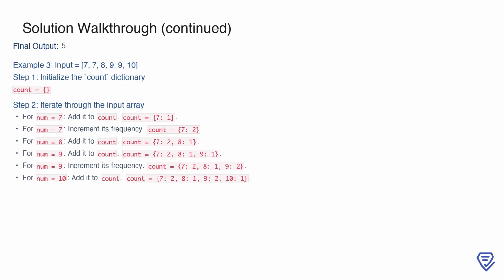Another 9 appears, so we increment its frequency, updating the dictionary to {7: 2, 8: 1, 9: 2}. Finally, we process the number 10 and add it to count with a frequency of 1, resulting in {7: 2, 8: 1, 9: 2, 10: 1}.